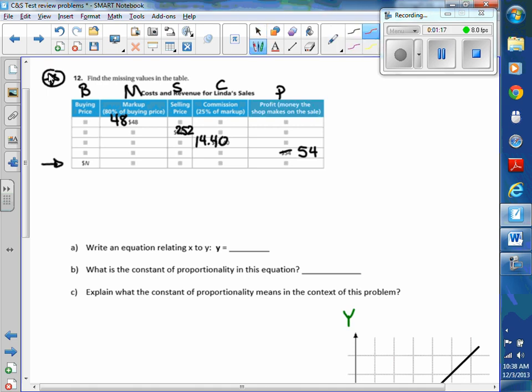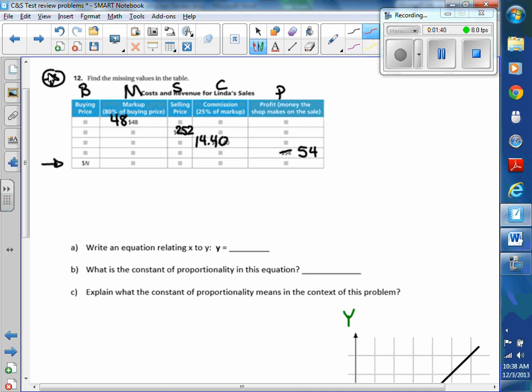So let me go through this a little bit, and then we can stop and do questions, and then I can repeat things. I think it helps if you watch it once or twice. We started this before Thanksgiving break, and you had a lot of break. It's kind of hard to remember everything. But it says your markup is 80% of the buying price.